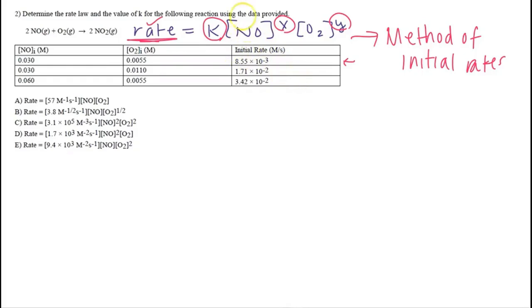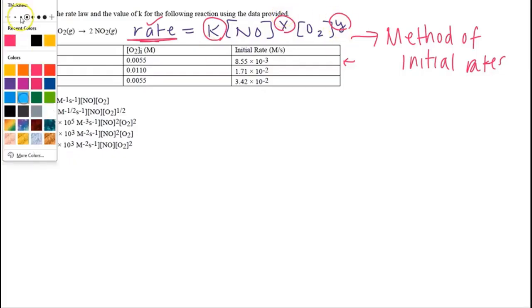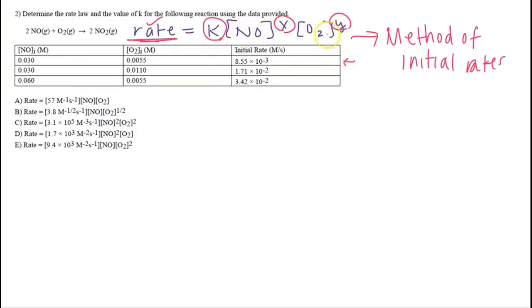All right, folks, now let's go ahead and get to this. The first thing we want to do is just focus on where our data is. That's what my brain goes to. So I'm like, let me find the data. We want to find where NO is constant so we can focus on O2. And then we want to find out where O2 is constant so we can focus on NO. So I'm looking through my data.